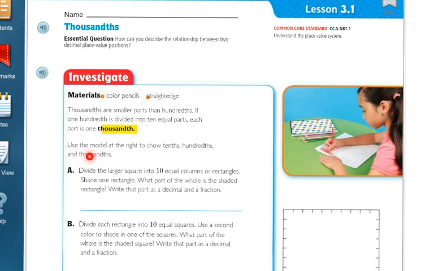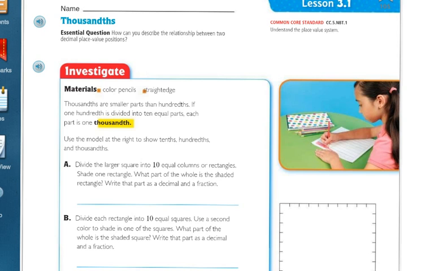Okay? We're going to use the model to the right to show tenths, hundredths, and thousandths. So first we're going to divide the larger square into 10 equal columns or rectangles, and we're going to shade one rectangle. Then we're going to find out what part of the whole is shaded, and write that part as a decimal and a fraction.